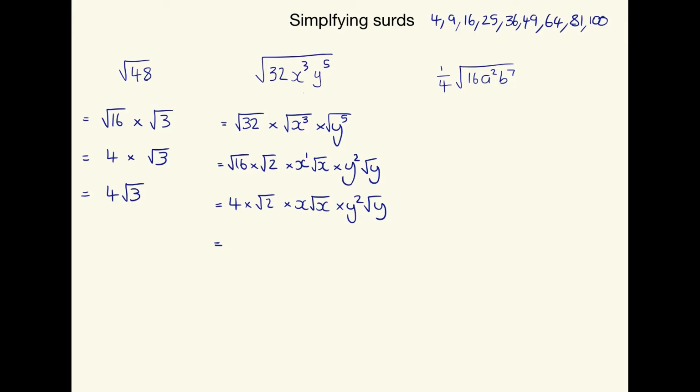So when you get to that point when nothing can be simplified, all you need to do is collect the terms that are outside the square root, so 4x and y squared, and then collect the terms that are inside the square root, so 2x and y. So I'm going to have 4x y squared multiplied by root 2xy.